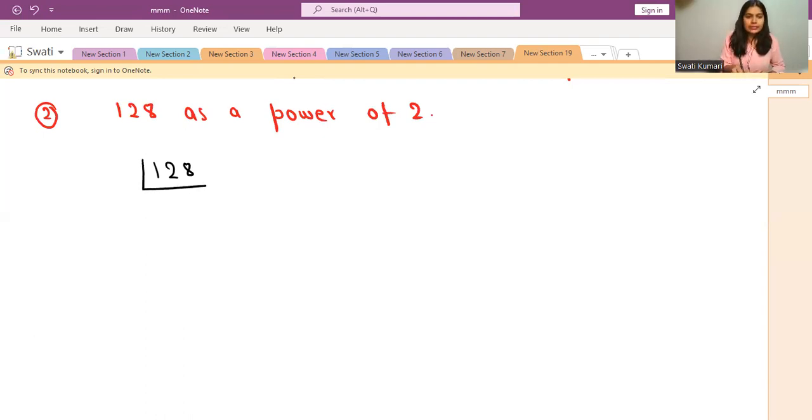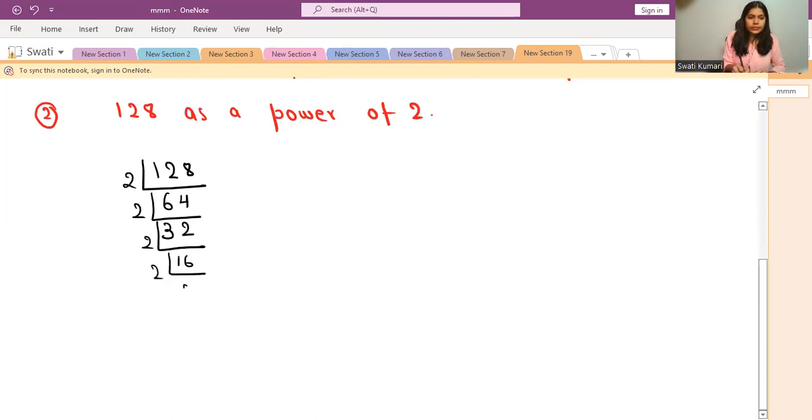So yes, this is 2 into 64, 128, 2 into 32, 64. This will become 2 into 16, 32, then 2 into 8, 16, and this is 2 into 4, 8, and this is 2 into 2, 4, and 2 into 1, 2. Therefore, 128 we can write as 2 into 2, how many times? Let's count that: 1, 2, 3, 4, 5, 6, 7 times.